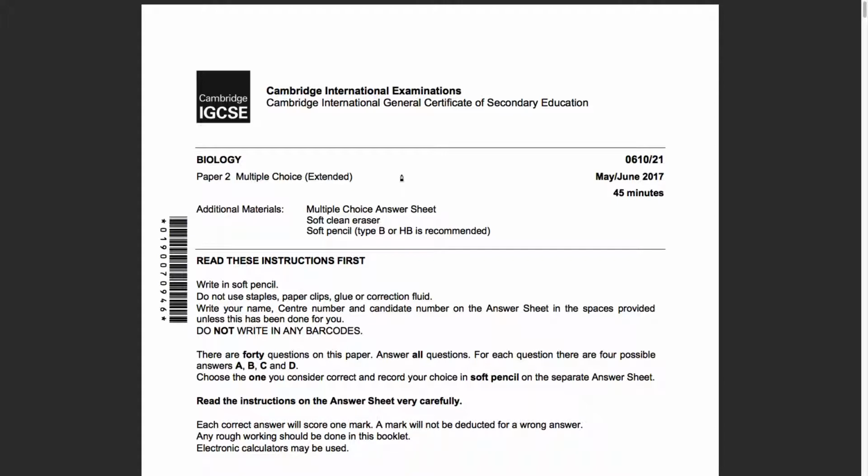Okay, so this is going to be a walkthrough of the IGCSE Cambridge multiple choice paper. This is a higher tier paper, also known as extended. You've got 45 minutes to answer 40 multiple choice questions. And this was May, June 2017. Okay, let's start.